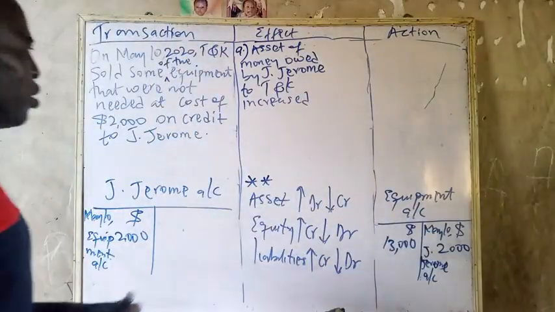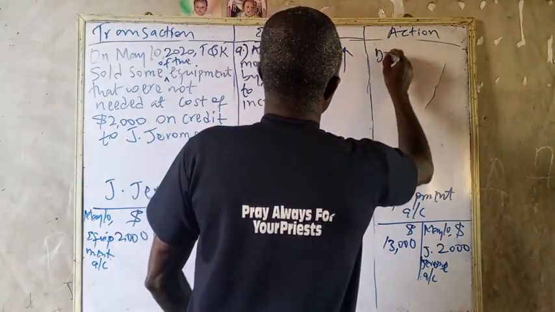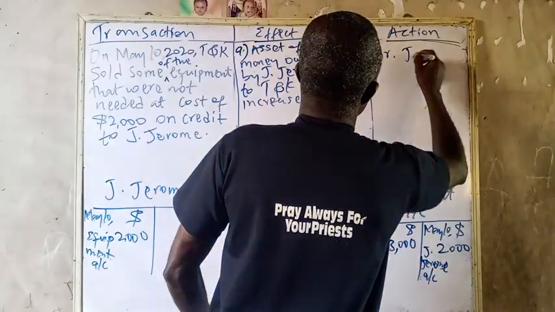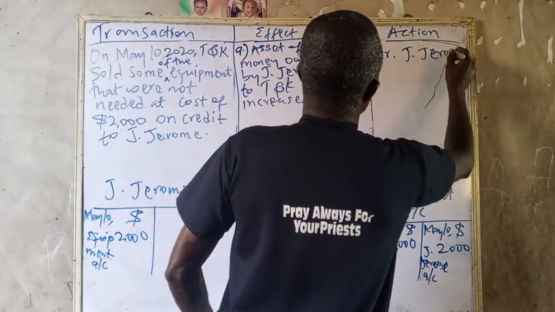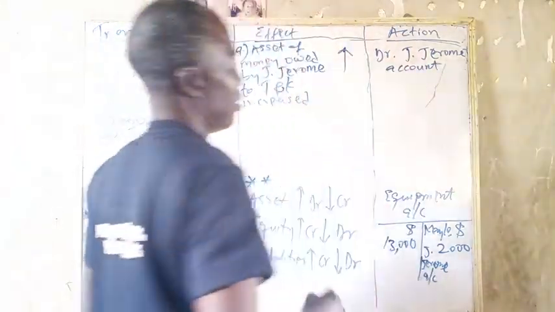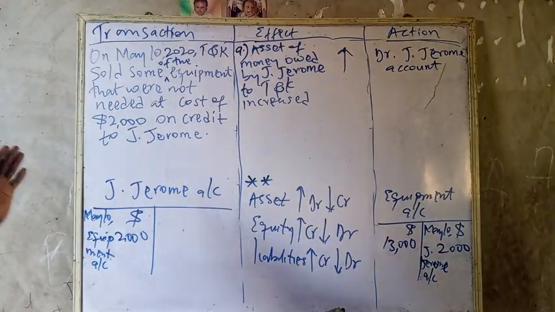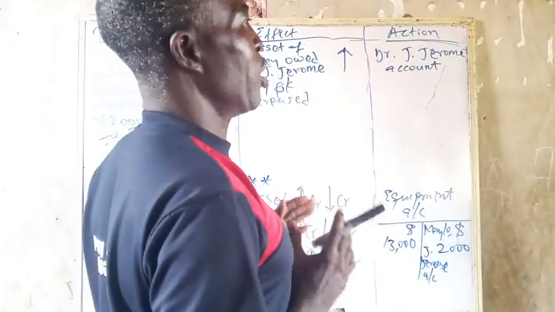And when asset increase, what do you do? Debit. J. Jerome accounts. The video may be long, but these are the fundamental. Honestly, these are the fundamental of accounting.